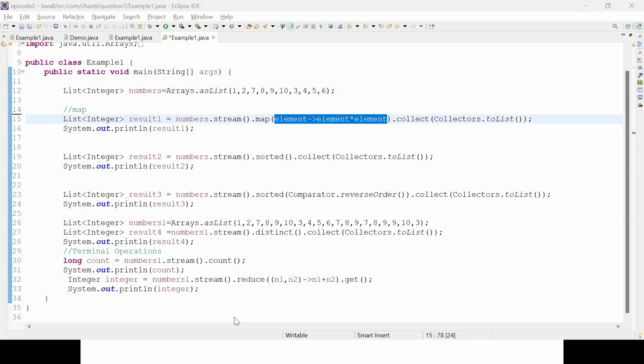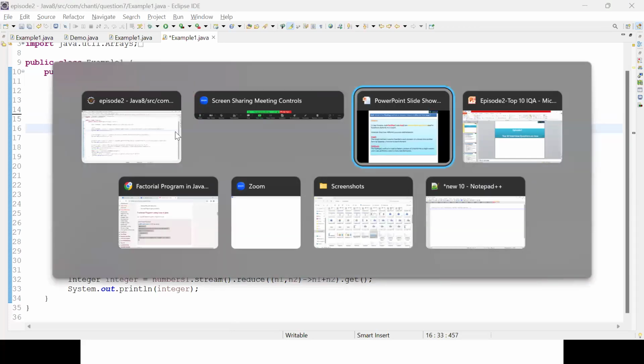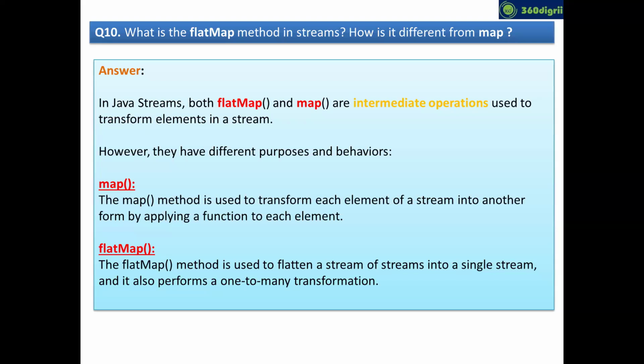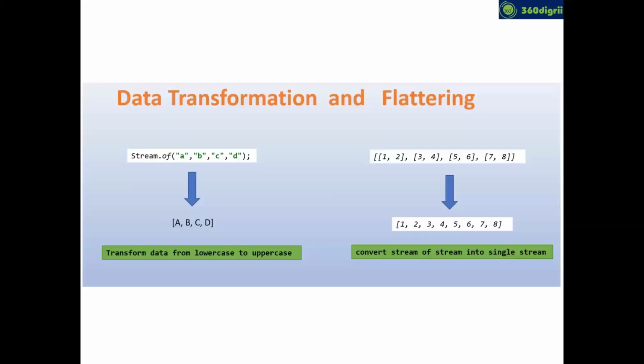But now, what a flat map will do, on a high level. If you see the slides, can you see the left side example? What map is doing: if you take a collection A, B, C, D and use a map, what you are doing is each string we are converting into uppercase, correct?